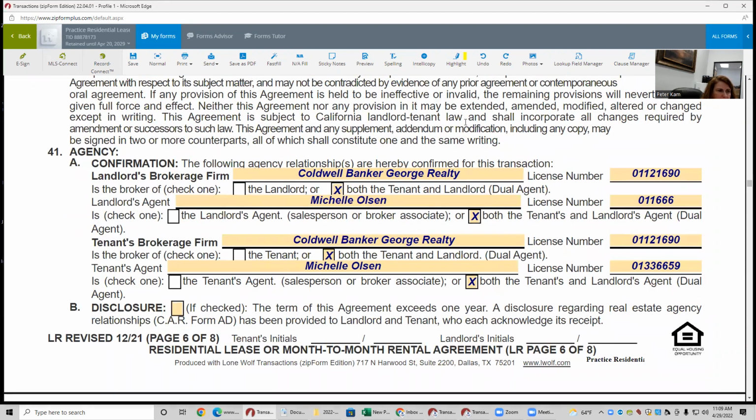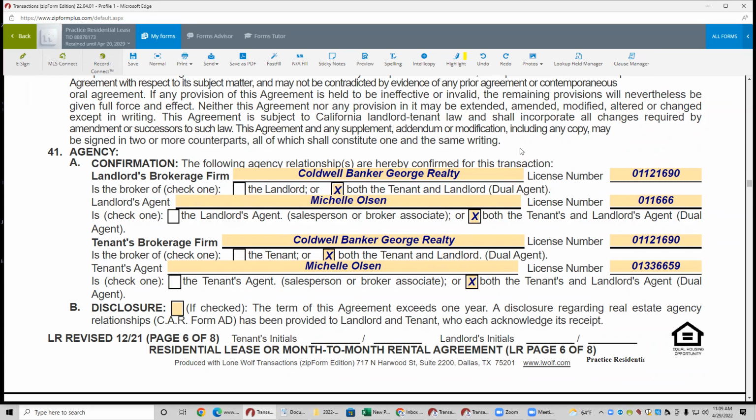Yeah, if they don't complete the confirmation of agency, it is the same thing. They need to complete 41A, that's the confirmation of agency. If you don't, then you need to do the additional agency confirmation form. So please make sure on both sides, whether you are the listing agent or the tenant's agent, that 41A is completed properly. If not, you're going to need to do an extra form.